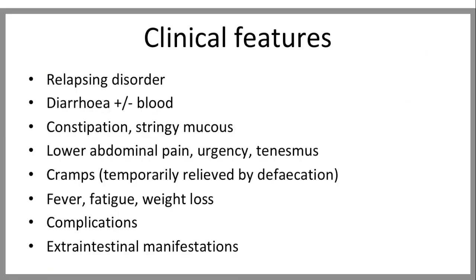It tends to be a relapsing disorder with diarrhea, which may be bloody. Patients can have episodes of constipation with stringy mucus. They also complain of lower abdominal pain, urgency, tenesmus. They can have cramps, which are temporarily relieved by defecation, or they can have non-specific symptoms such as fever, fatigue, weight loss, present with complications, and also may have extra-intestinal manifestations.